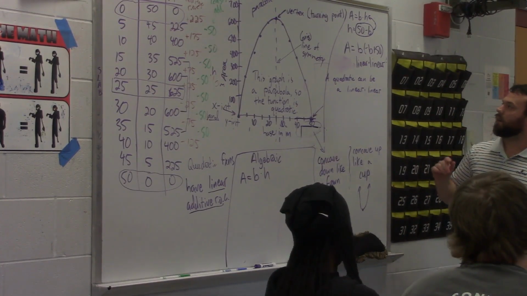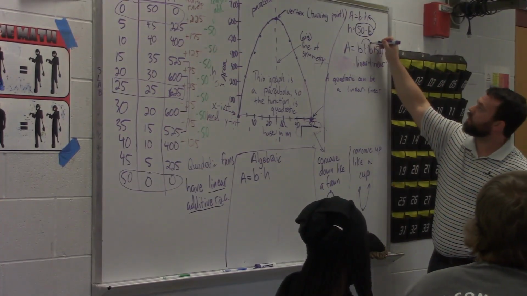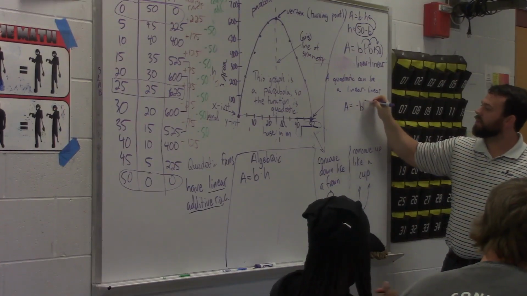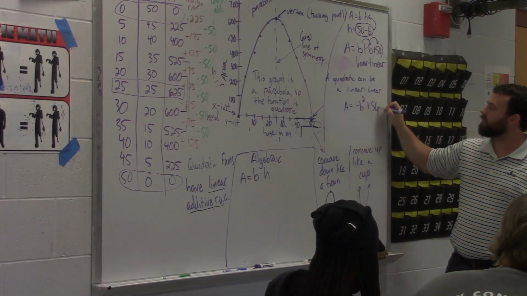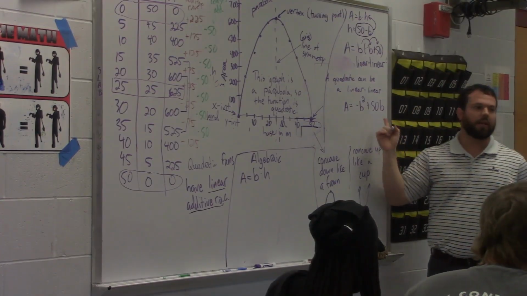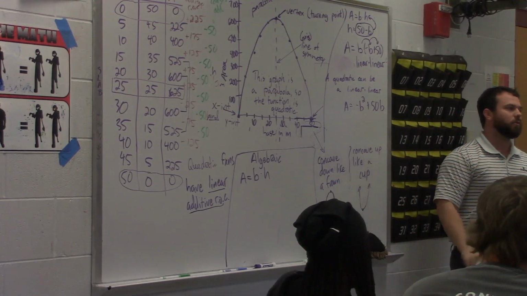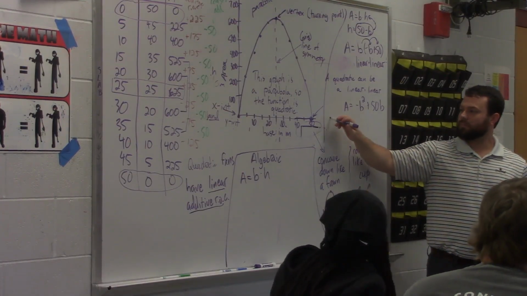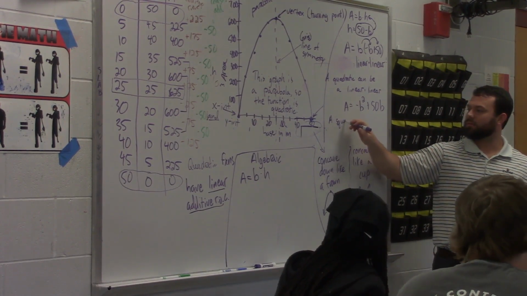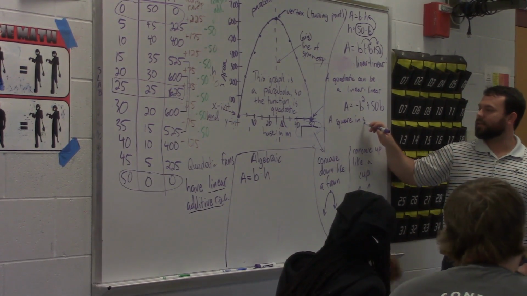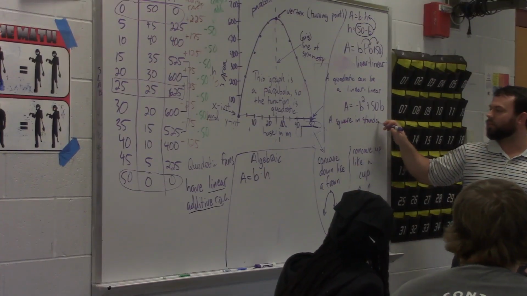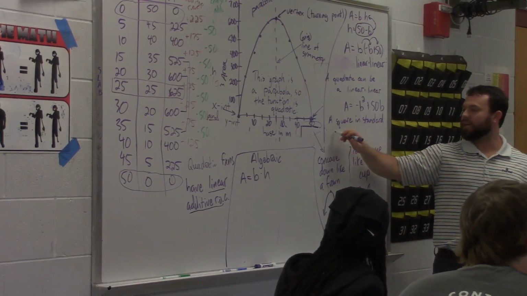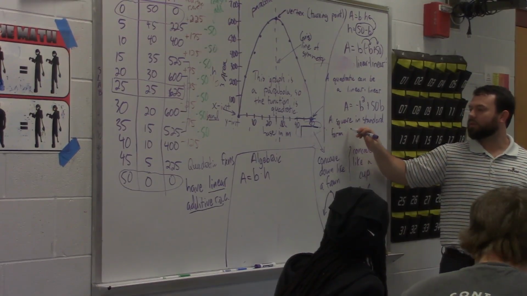Okay, final detail. If I were to distribute this, the area is equal to -b squared plus 50b. What's right there in that form that tells me it's quadratic? The square. A square in standard form, we'll talk more about what standard form is later, but a square in standard form is quadratic.